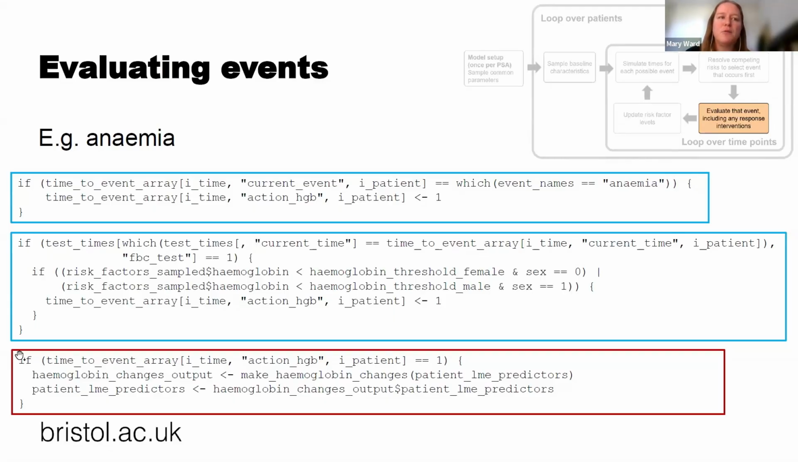And then another bit later says if this action has happened, then we need to make changes to the trajectories. We needed to do it like this because some of the actions could be triggered by more than one event, and we needed to make sure we weren't doubly making the same change to a trajectory at a single time point.